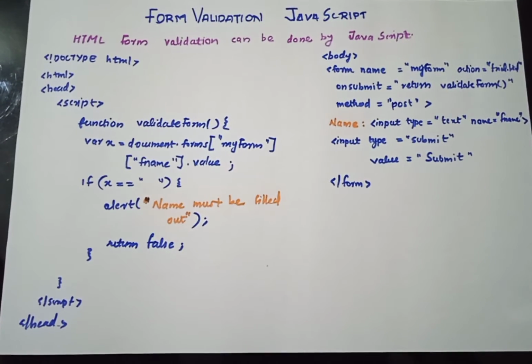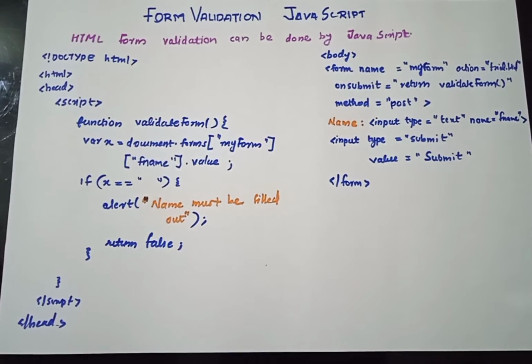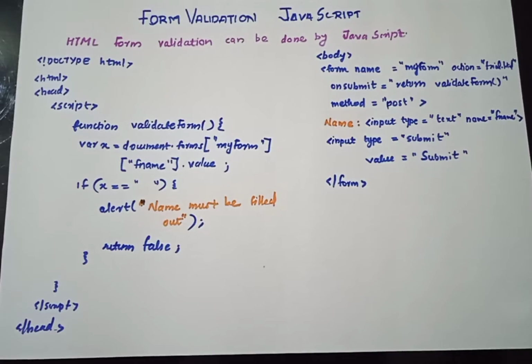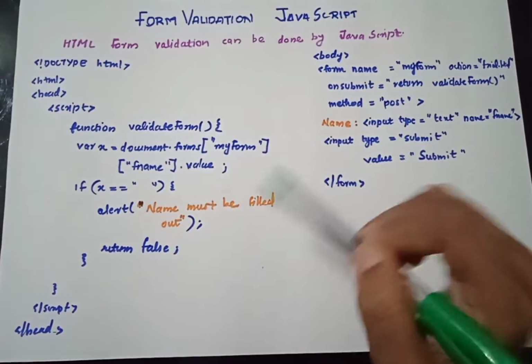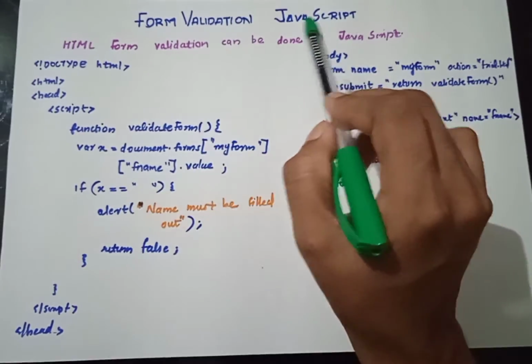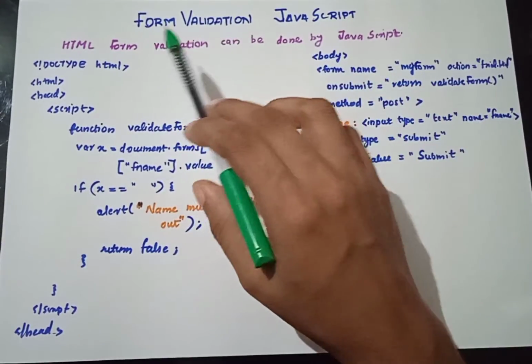So in a previous session we have seen what input data validation using JavaScript is and the concept behind it. Here we are going to an example, and the title suggests it's a form validation using JavaScript. So what is this form validation?